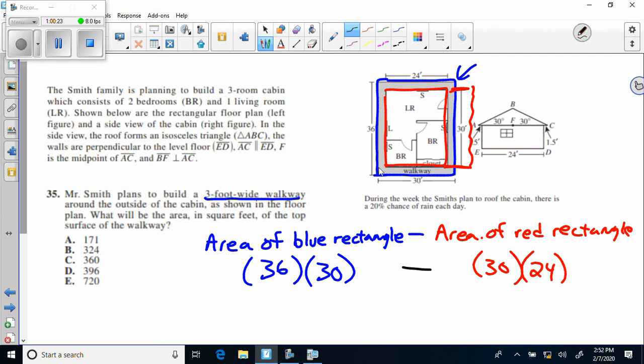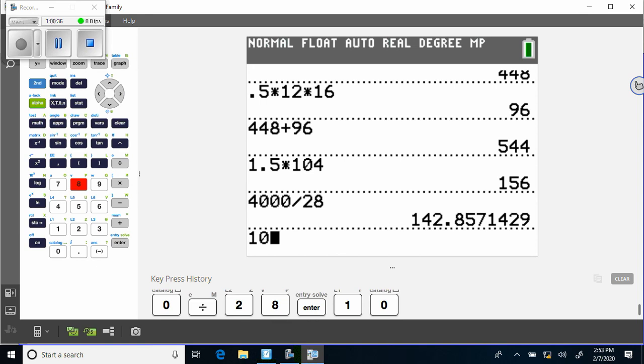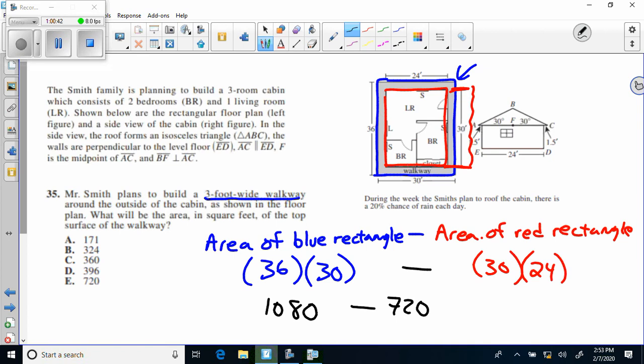And so all you have to do is plug in 36 times 30, which is 1,080, minus 30 times 24, which is 720. And so 1,080 minus 720 should give me the area of your walkway, which is 360.